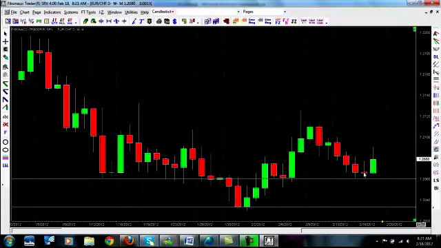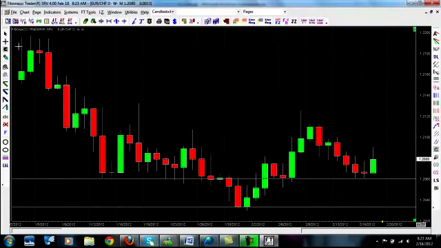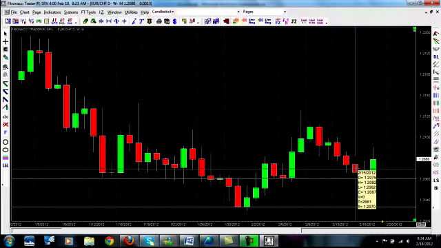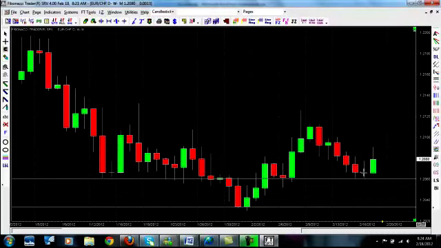Now my chart says it came down to 102.62, but actually my trading platform came down to 102.61. It took just one pip, right on the dot, took us into our trade, and now we're starting to work our way up.